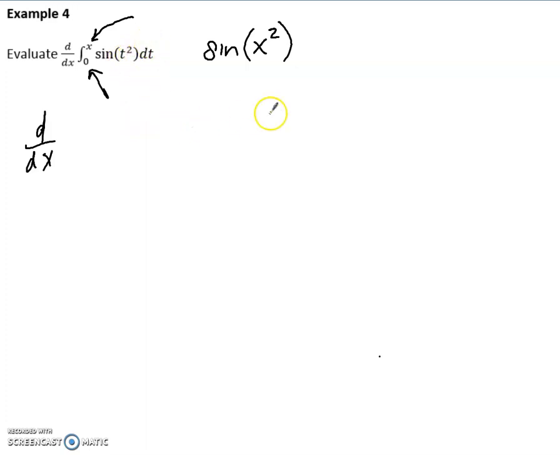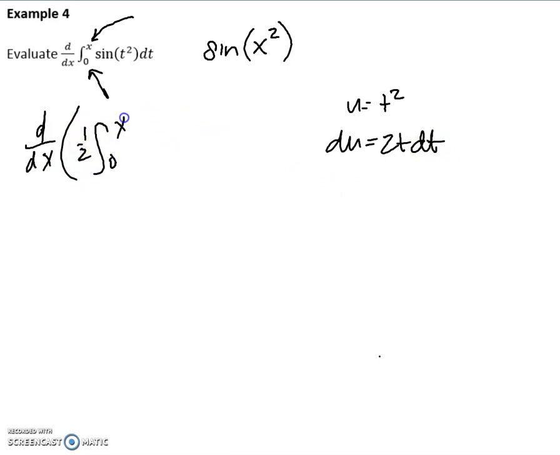So I'd have u equals t squared. I'd have du equals 2t dt, or 1/2. So I'd have 1/2 from 0 to x of sine of u du. In this one, I'll show you how you don't have to use the U substitution if you don't want to.